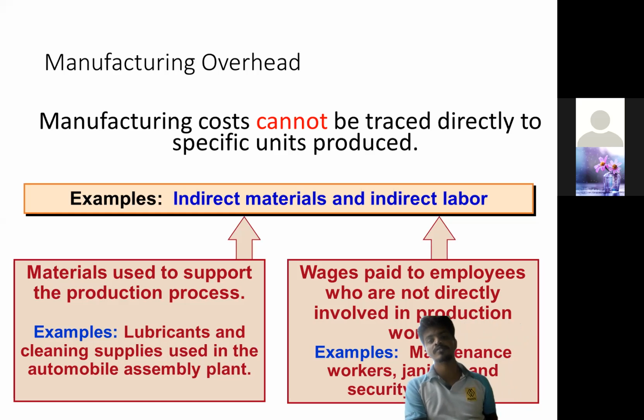through a product we cannot identify. Indirect labor in the sense we can say wages, as an example, wages paid to employees who are not directly involved in the production. As an example, maintenance workers, supervisors, securities, we can say. Okay, hope you got the point.